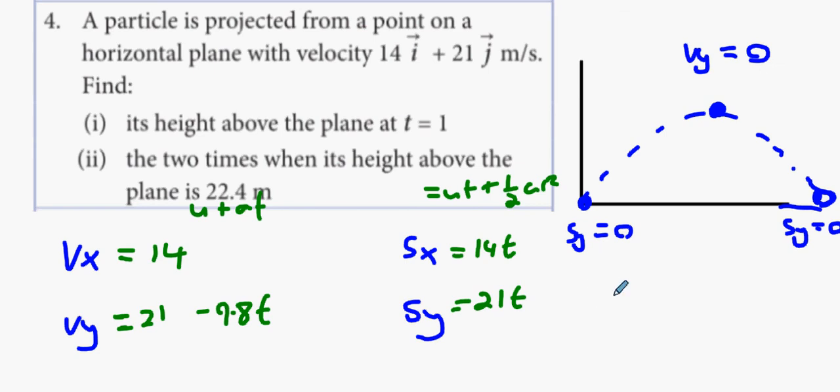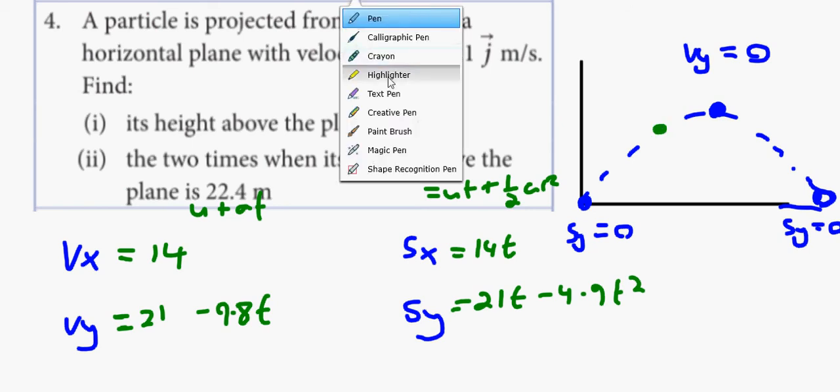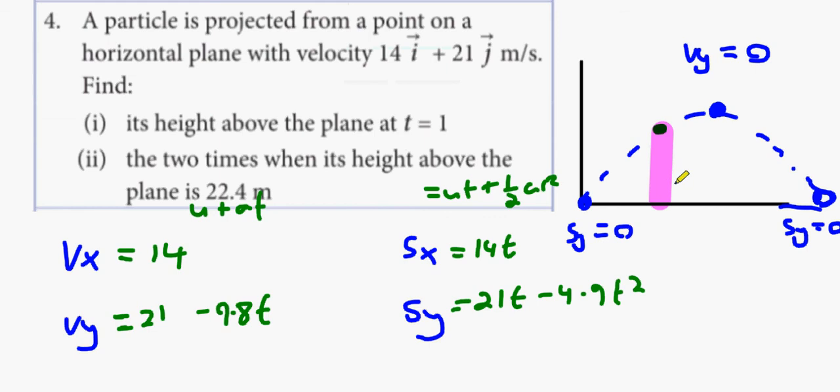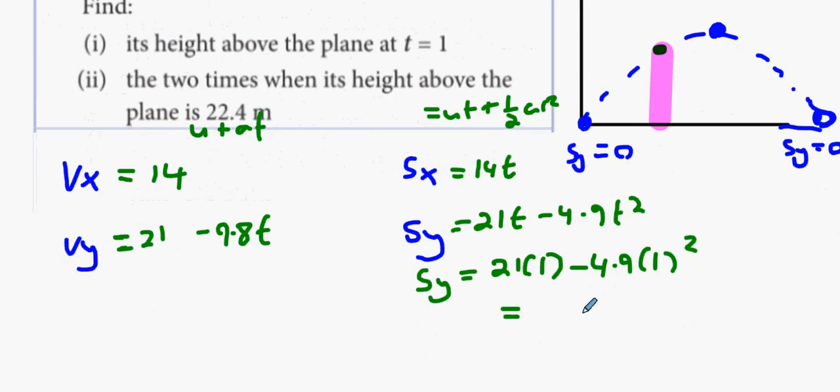Okay. Now, it wants the height above the plane at t equals 1. What equation are you going to use there? t equals 1. Give me the height of the pink bar. It's an Sy question, isn't it? How far are you above the x-axis? So, it's 21 times 1 minus 4.9 times 1 squared. Anybody get the answer? 16.1 meters. Good.